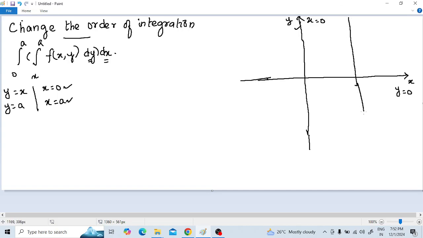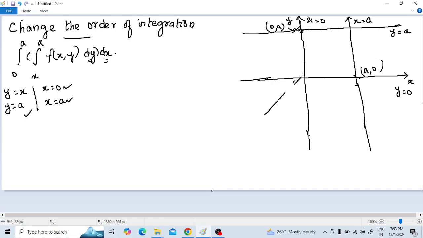Why? Because here I take a point a, therefore a comma 0. So this line corresponds to x equal to a. And then y is equal to a. So here I take the point 0 comma a, and I draw a line here. So this corresponds to y is equal to a. So I got these three lines, and then y is equal to x.